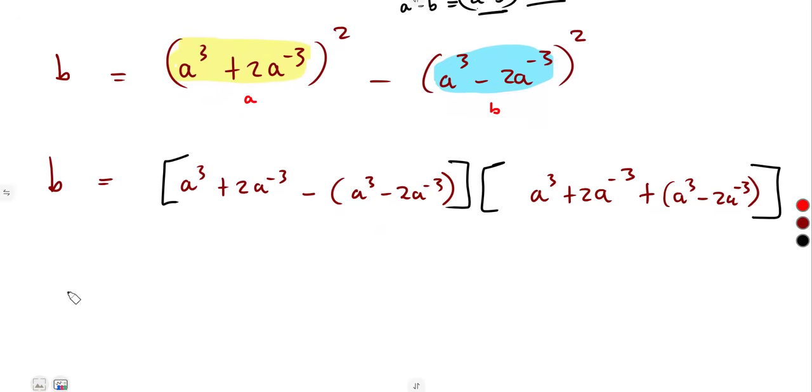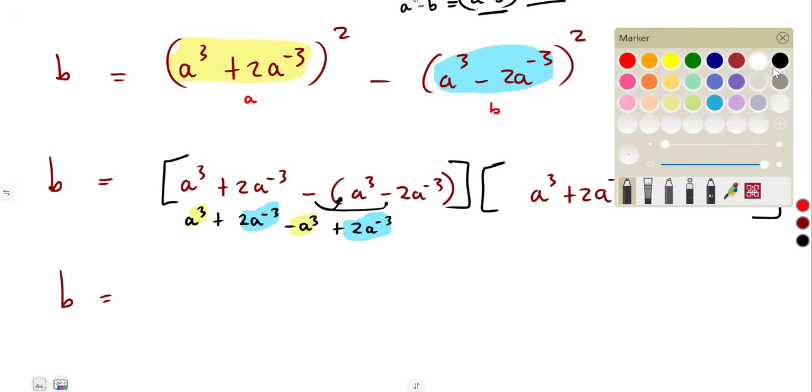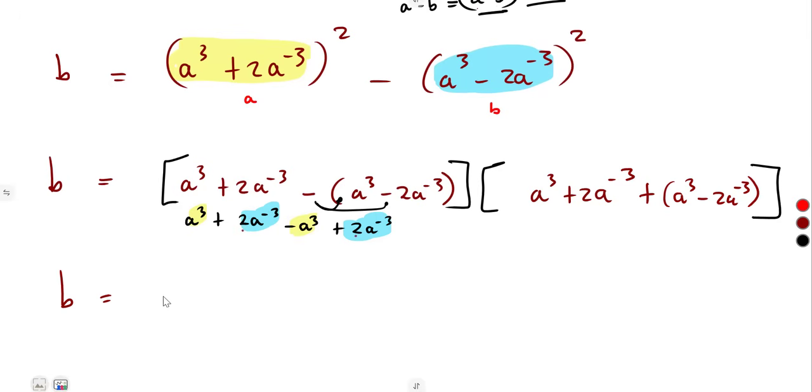Now let's simplify. Are we seeing that we have to simplify everything inside this bracket? So definitely this was going to be a cubed plus 2a to the exponent of minus 3, minus times this, that's minus a cubed. Minus times minus, that's a positive. So we can collect the like terms, which is a cubed minus a cubed, that's a 0. Then 2a to the exponent of minus 3 plus 2a to the exponent of minus 3. Those are like terms. So that's an addition. 2 plus 2 is what? Is 4. So that was going to be 4a to the exponent of minus 3.